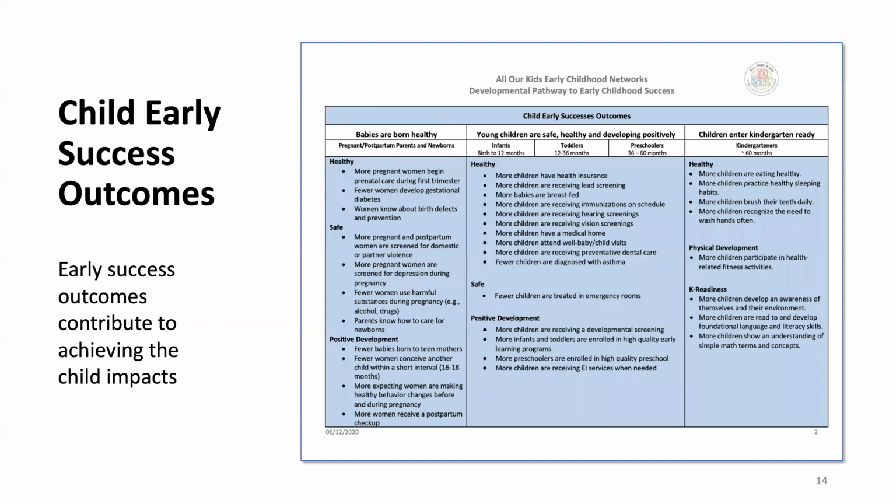So here is a snapshot close-up of the child early success outcomes. Again, you can see the different domains that we've talked about, as well as the very specific outcomes for each of those domains. And as we've said, we continue to organize these across those impact areas. So it's possible to not only read our developmental pathway across the chronological development or over time, but also for any one impact area, we can look at the impact outcomes, the child early success outcomes, and then the family early success outcomes.